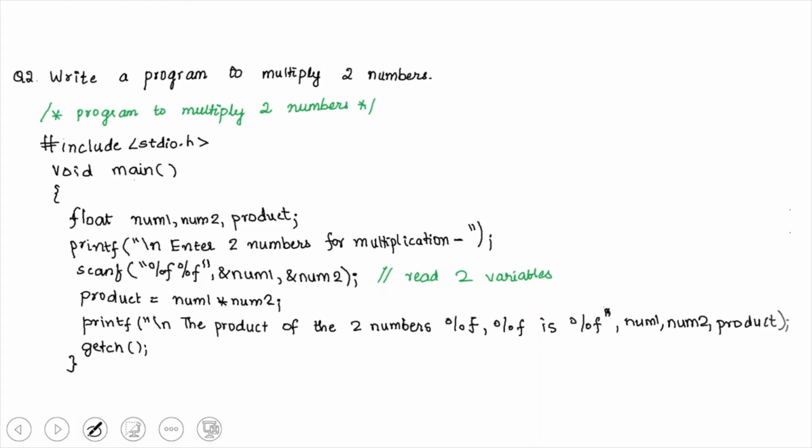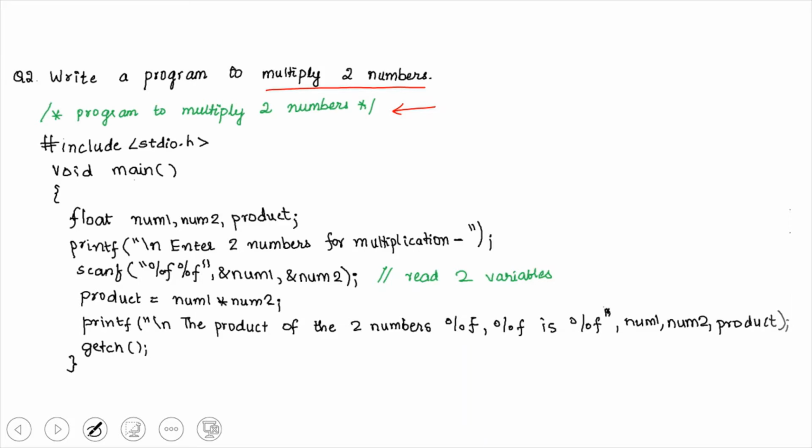So let us study some simple programs. The first one is to write a program to multiply two numbers. As a first step, we could write a documentation or a comment which describes what the program does. So here I have written as a comment, program to multiply two numbers.